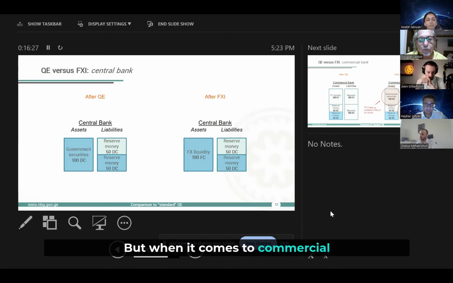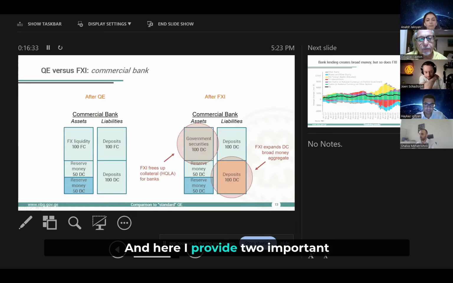But when it comes to commercial banks, then things do change. And here I provide two important differences. One difference is that when the central bank does FX intervention, commercial banks retain the lari liquid assets that they had before and get additional lari liquid assets. It essentially means that banks now have more high quality liquid assets in lari.